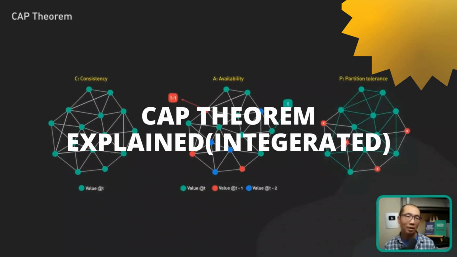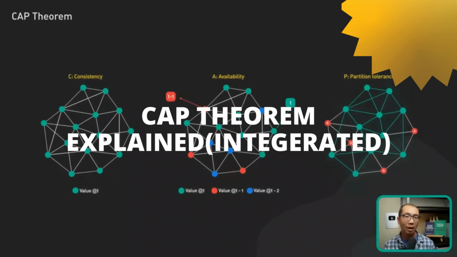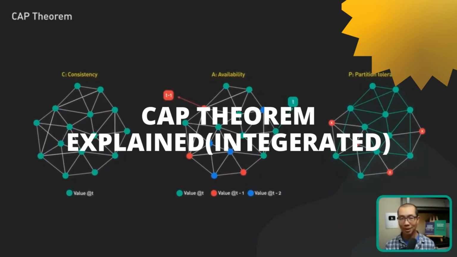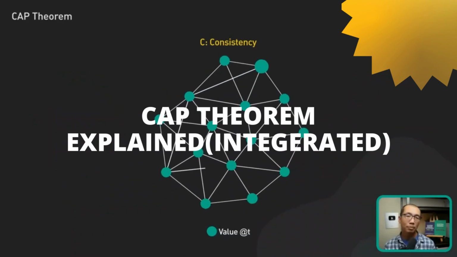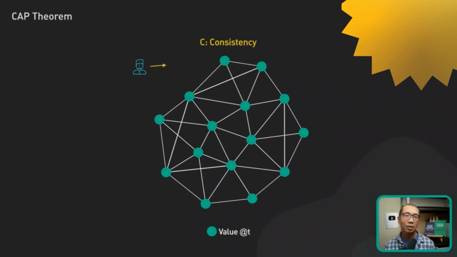The CAP theorem is a concept in computer science that explains the trade-offs between consistency, availability, and partition tolerance in distributed systems. Consistency refers to the property of a system where all nodes have a consistent view of the data. It means all clients see the same data at the same time, no matter which node they connect to.